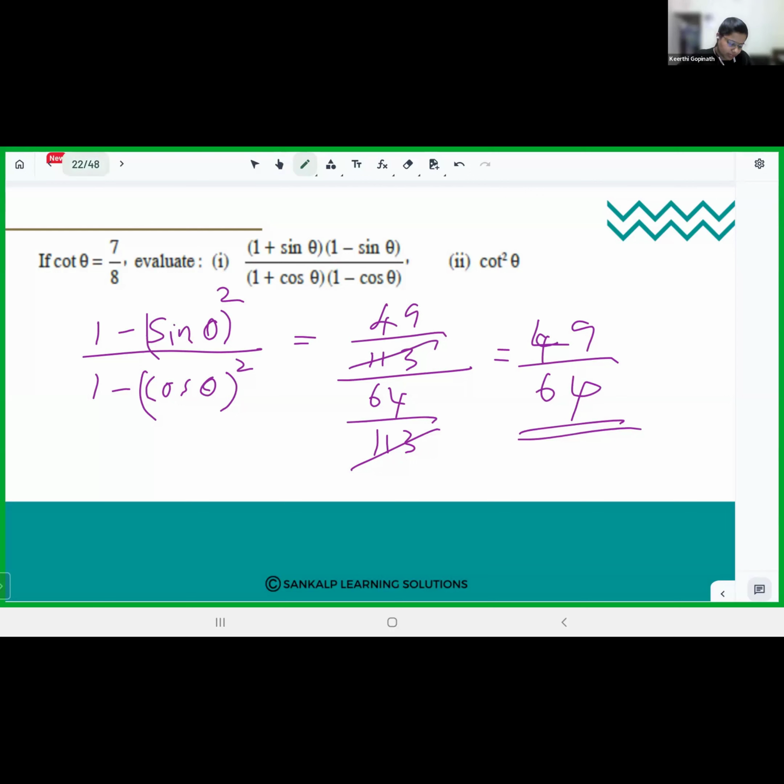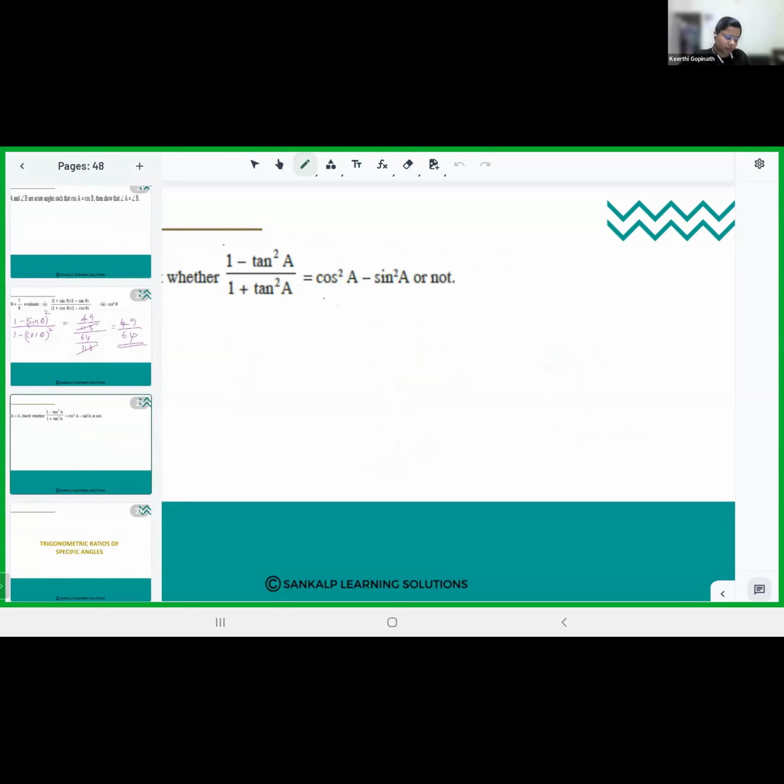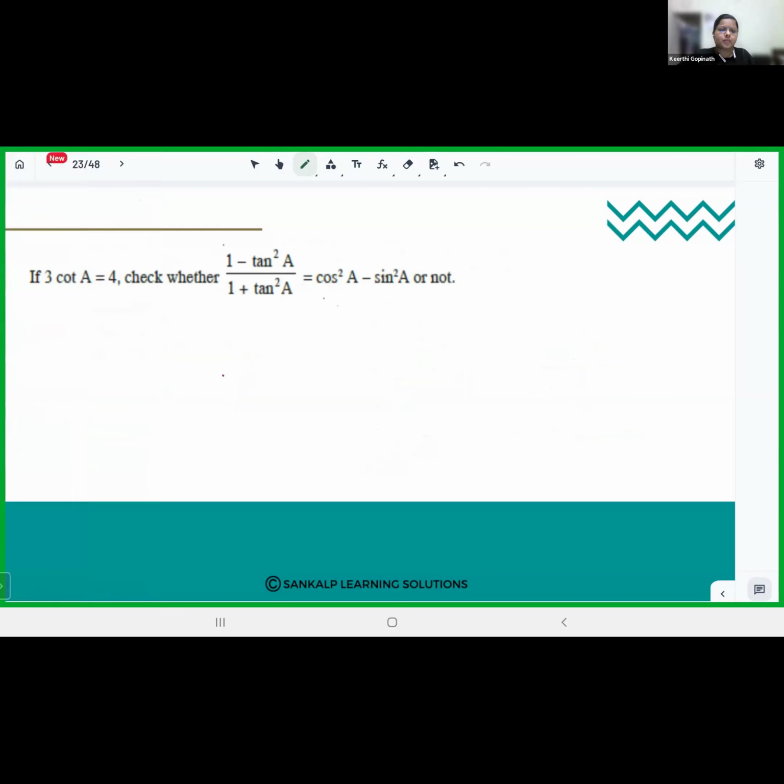Now we are moving on to the next question. If 3 cot A equal to 4, check whether 1 minus tan square A by 1 plus tan square A is equal to cos square A minus sin square A or not. We have to check whether LHS is equal to RHS, whether it is true or false.